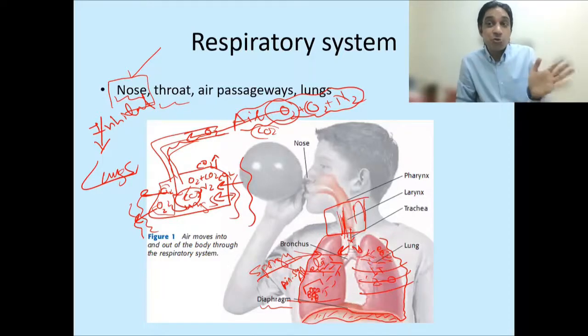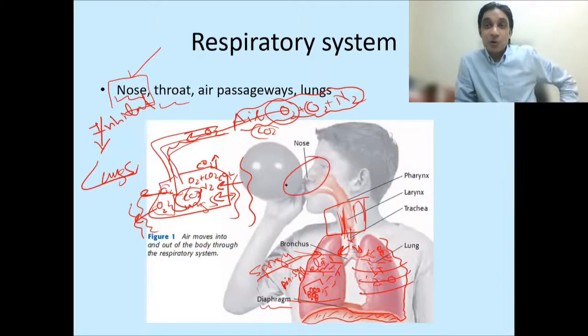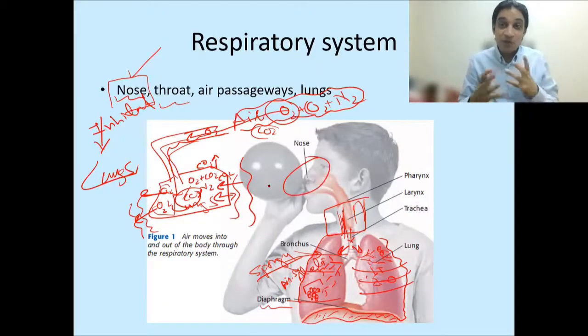Now coming back to the different parts of the lungs. The first thing, let's talk about the nose. The nose is very important. People spend a lot of money sometimes just to fix the shape of their noses.